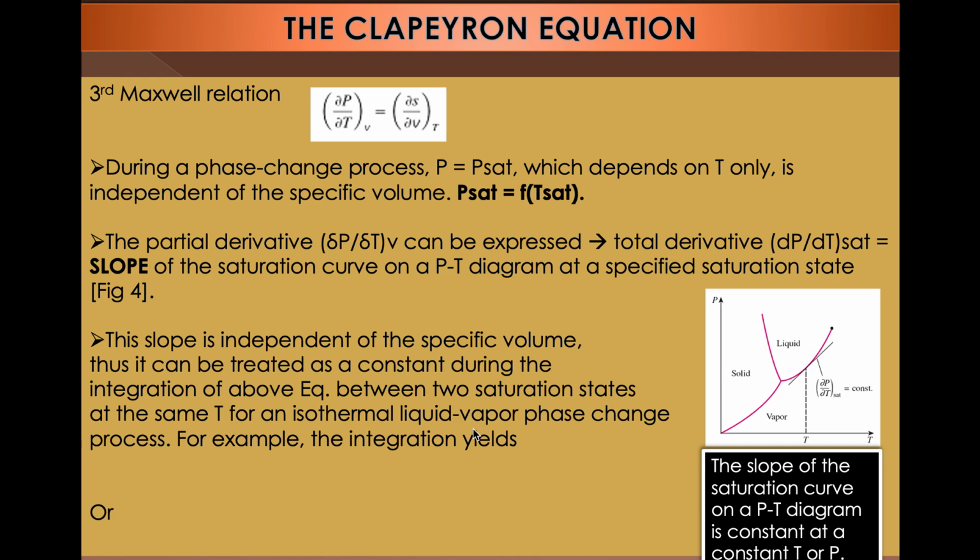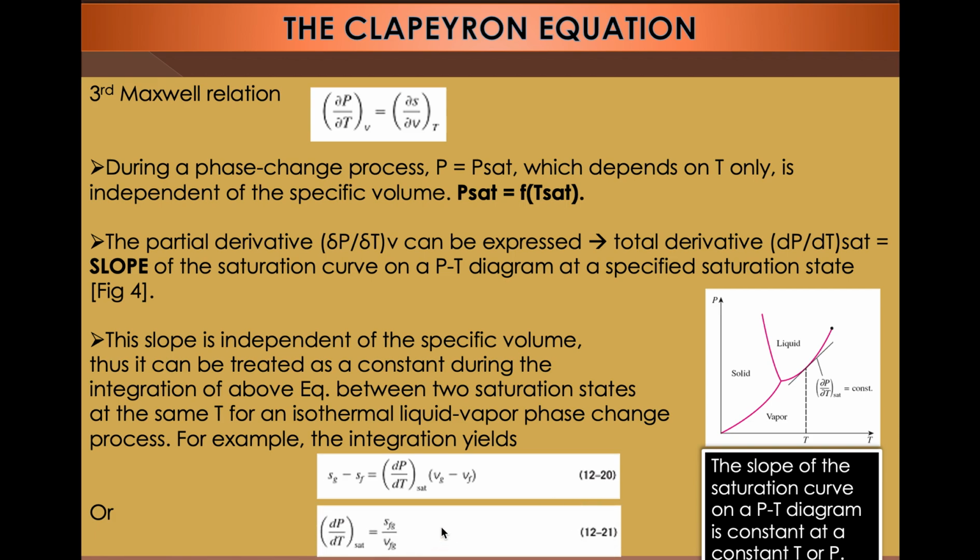The slope is independent of the specific volume, thus it can be treated as a constant during the integration of the above equation between two saturation states at the same temperature for an isothermal liquid-vapor phase change process. For example, the integration is going to yield as follows, and if we rearrange it, it's going to be like this. So these are the important equations that relate to the Clapeyron equation, especially at saturation conditions.